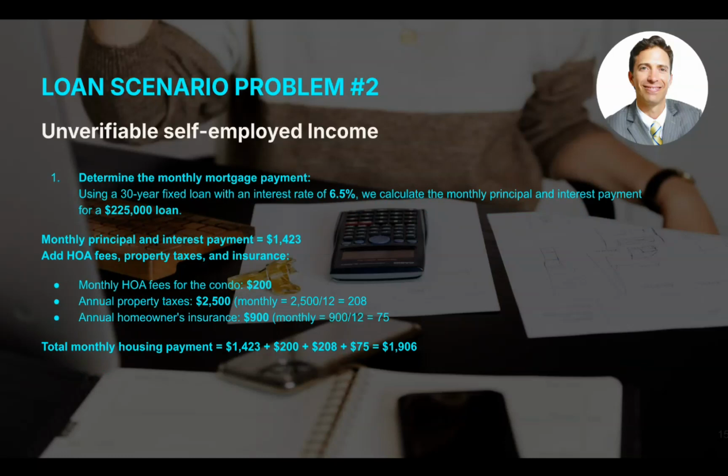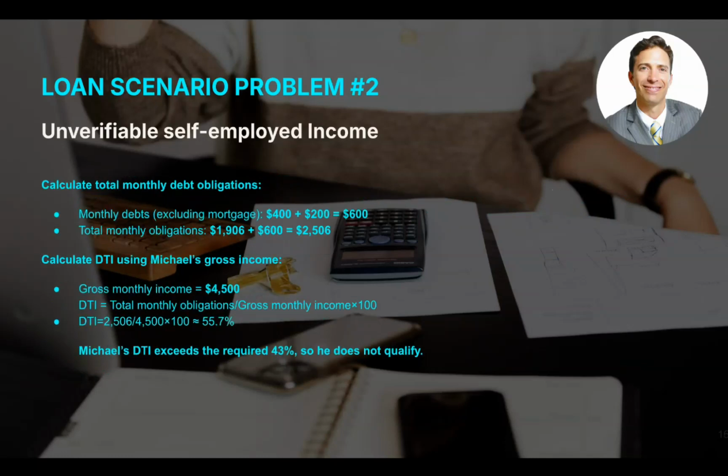Now, the total monthly housing payment, if we add everything together, is going to be $1,423 plus $200 plus $208 plus $75. And we're going to get $1,906. Just to make sure you understood, all we're doing here is adding the principal, interest, taxes, and insurance, which would be the PITI, and then we're going to add the homeowners association dues. So this is commonly known as PITIA, okay, for association.